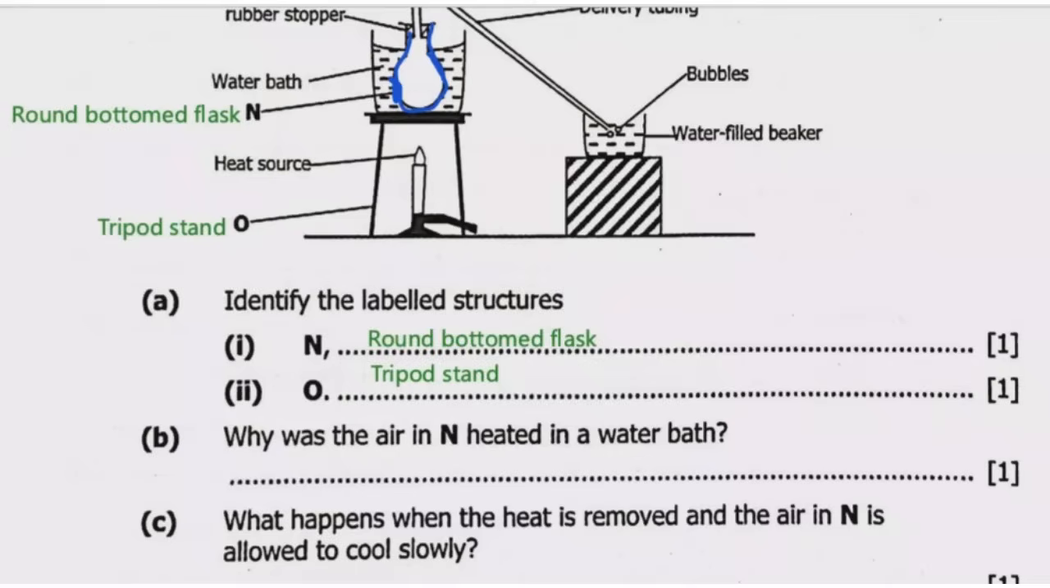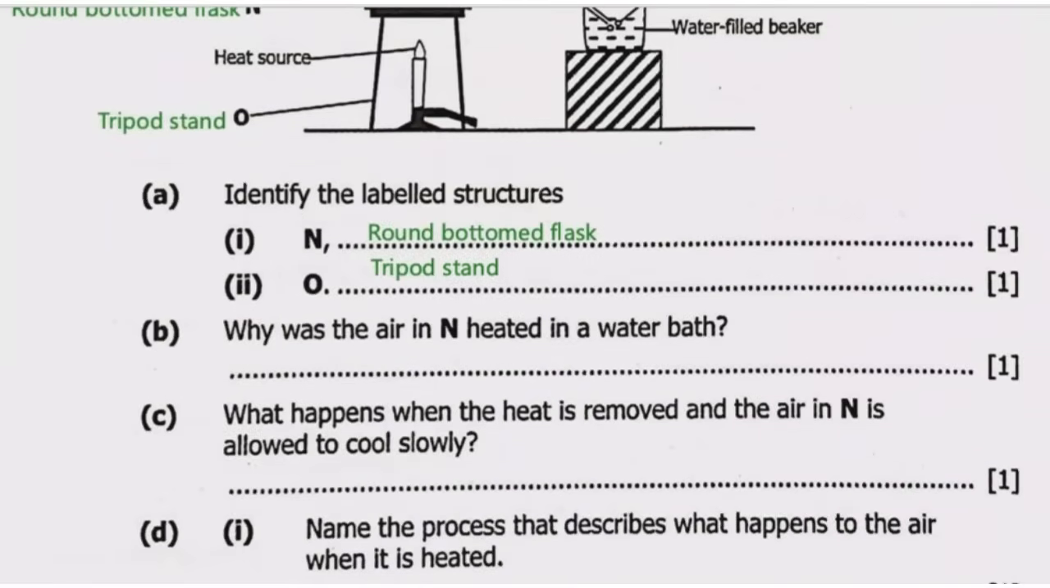So that is the round bottomed flask, that is N, and O is the tripod stand. Okay, now those are the names. Now let's answer the question. Question 5B, which is: why was the air in N heated in a hot water bath?